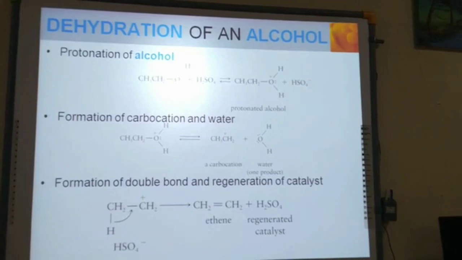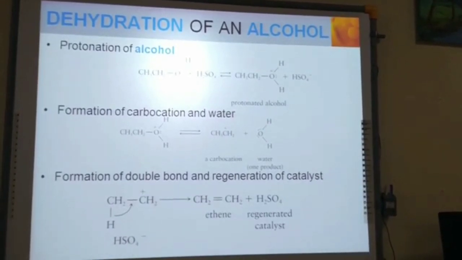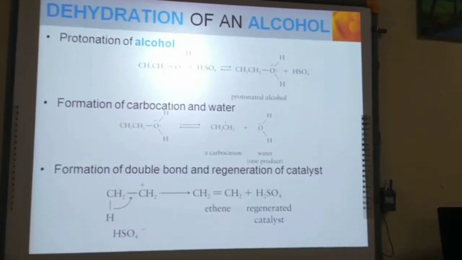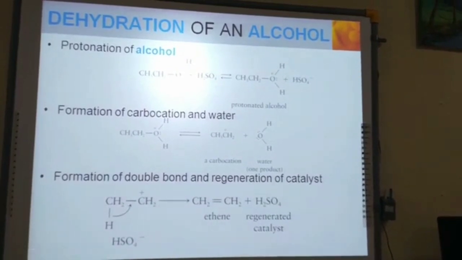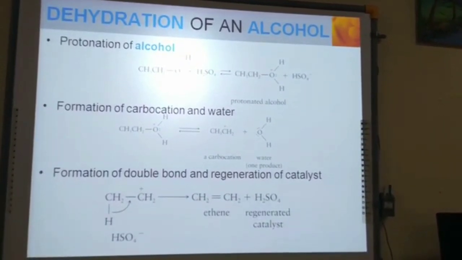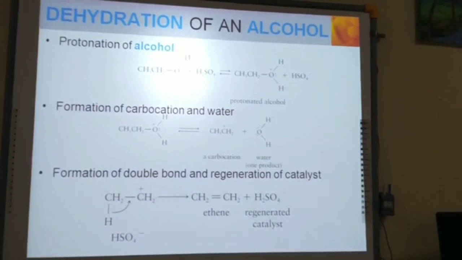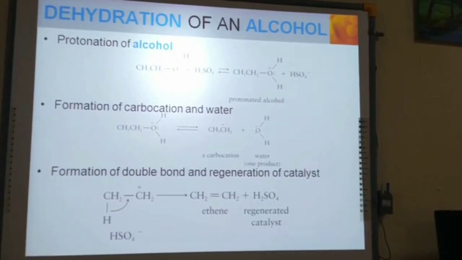Let's study the dehydration of alcohol mechanism. Dehydration of alcohol follows 3 steps. The first one is protonation of alcohol. In this, a proton from the acid attacks the oxygen and we get protonated alcohol. It is a charged species and unstable. It loses a water molecule and we get a carbocation. This step is called formation of carbocation.